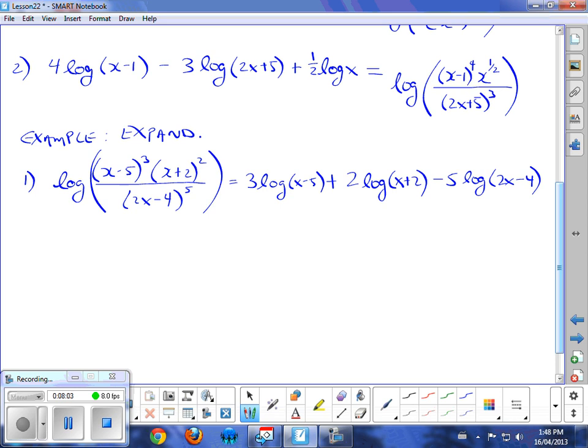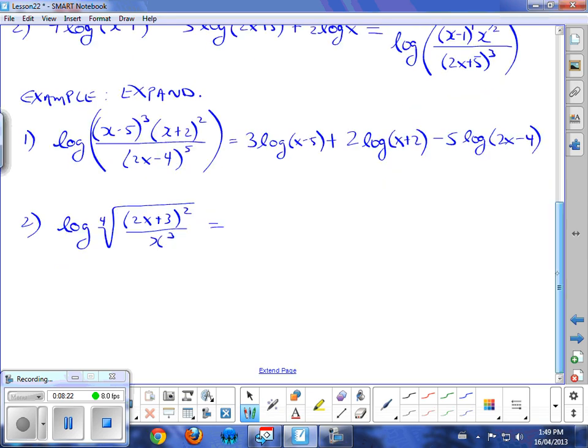All right. One more example with that, I guess. So log of, let's go the 4th root of, let's go (2x plus 3) squared over x cubed. So we'll do this one in stages. So this is really the log of one bracket system here, (2x plus 3) squared divided by x cubed. Now that's to the 1/4.